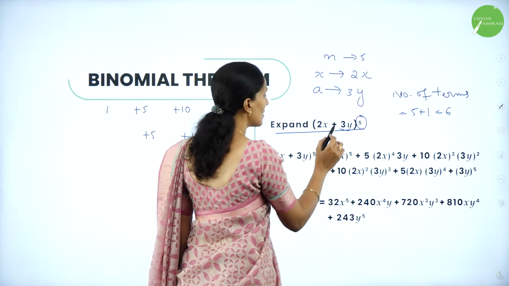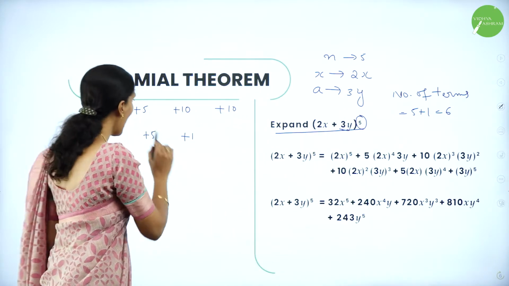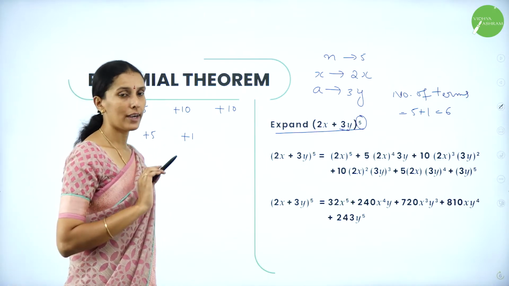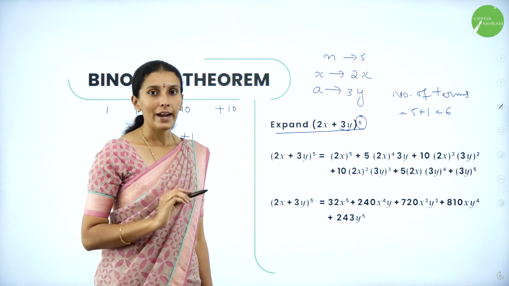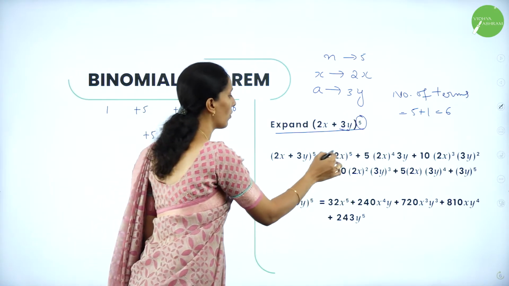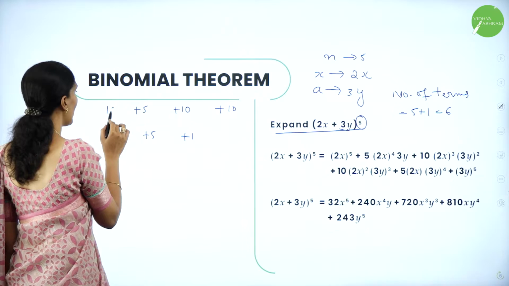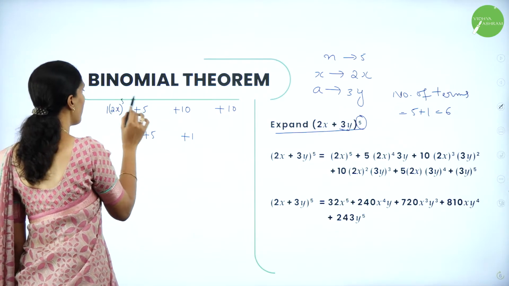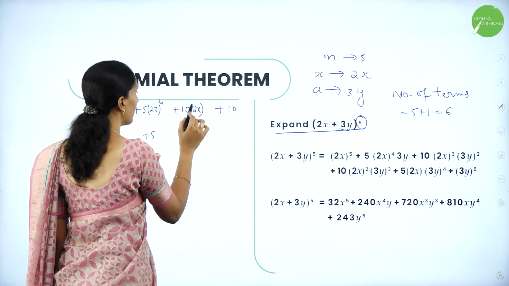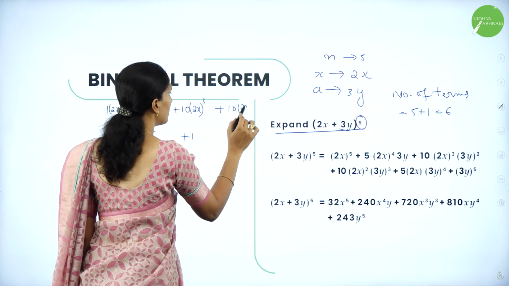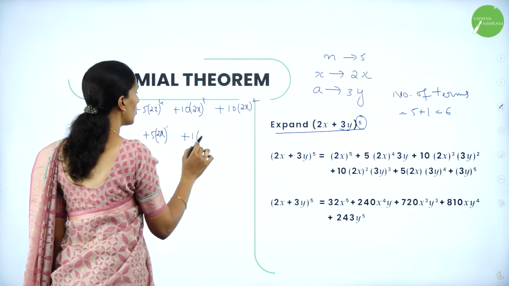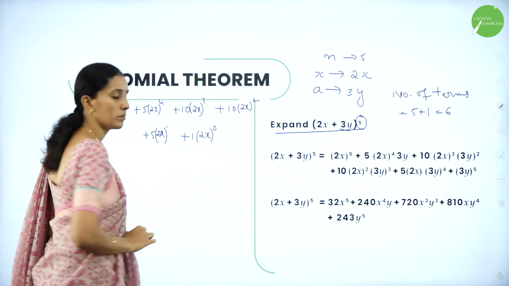So what is my first point? I have to write the coefficients in the Pascal triangle for index 5. Next, write the power of x in the decreasing order. So therefore, I am writing it. Here I have (2x) power 5, (2x) power 4, (2x) cube, (2x) square, (2x) power 1, (2x) power 0.